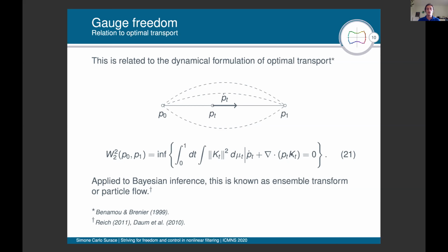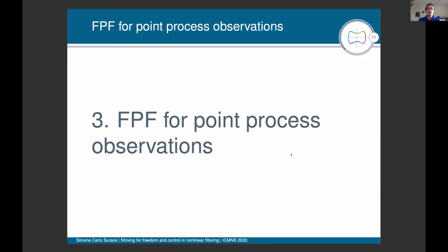So it's kind of a nested optimization problem over all possible trajectories and all possible vector fields, minimizing the total energy. And this has also been applied to Bayesian inference and is known there as the ensemble transform or particle flow method. And I'll talk more about this in the second part. So this is really the segue also to the second part.